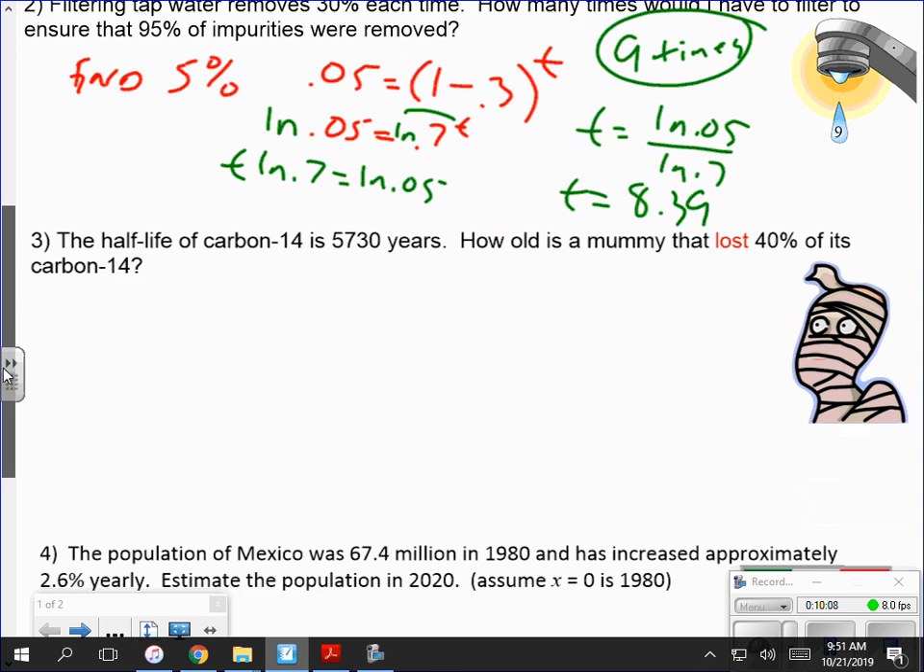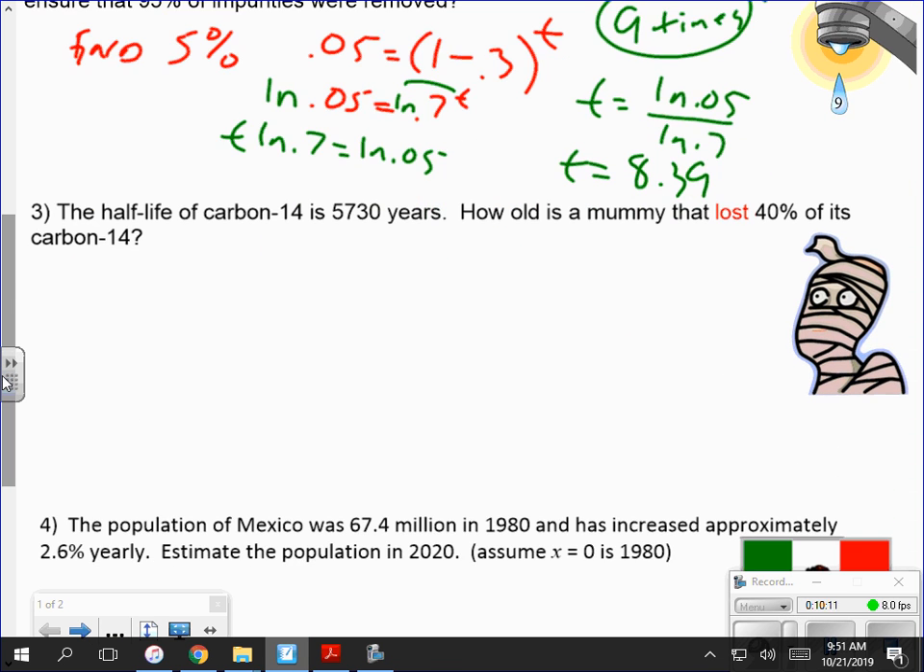Okay. The half-life of carbon-14 is 5,730 years. How old is a mummy that lost 40% of its carbon-14? Okay, so this is the half-life formula. If it's lost 40%, how much does it still have? 60%. So that would mean 0.6 is equal to the half-life. And what do we start with? If we have 0.6, we start with 1, because we want 60%.